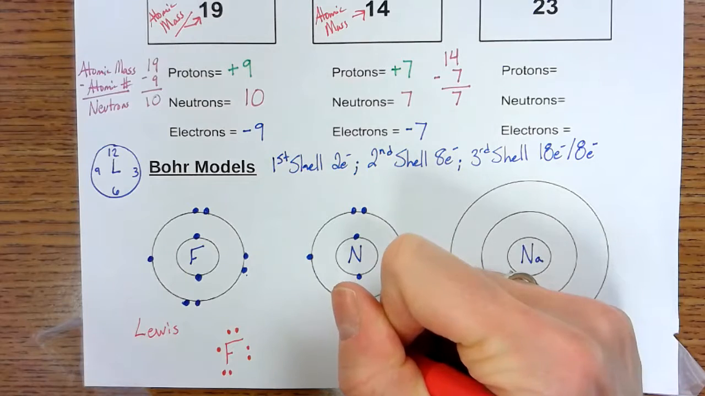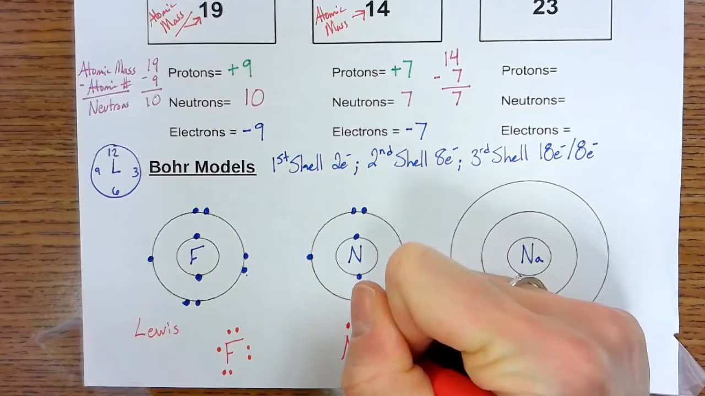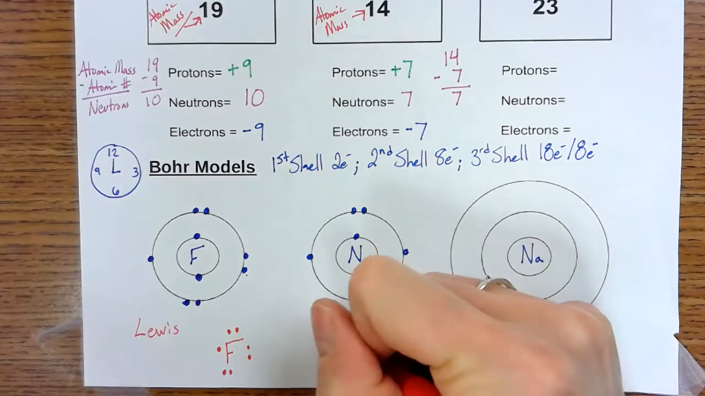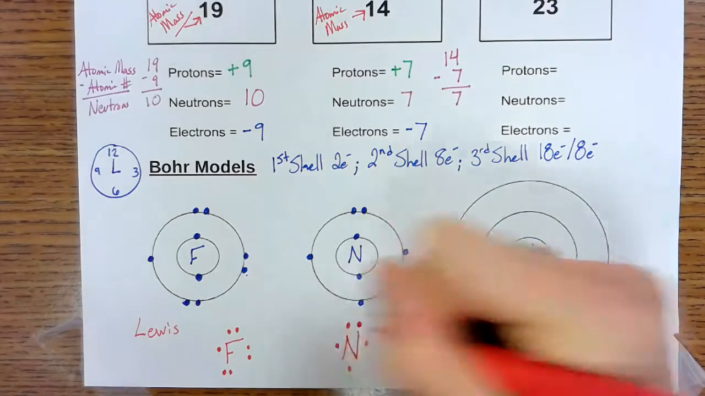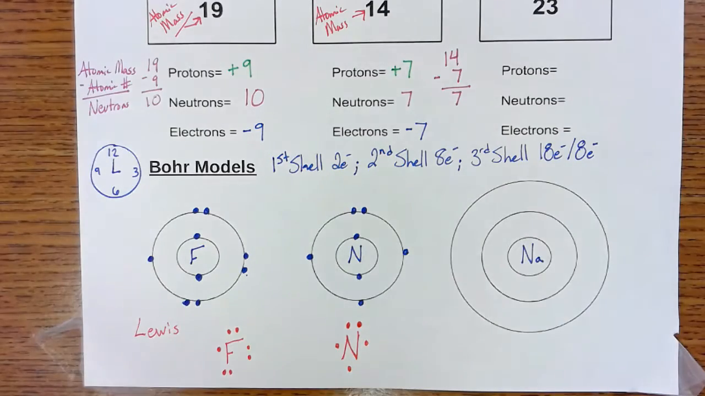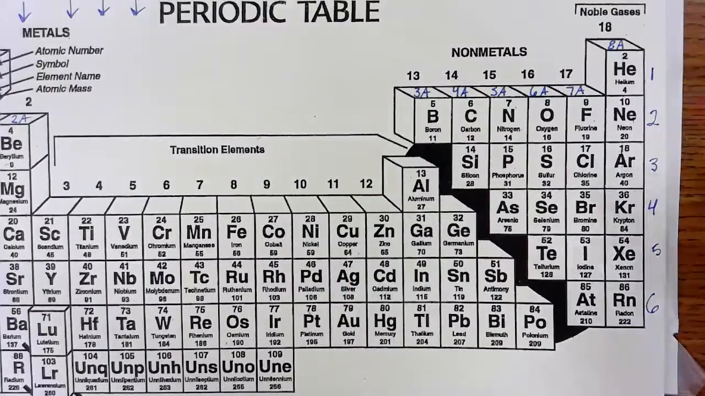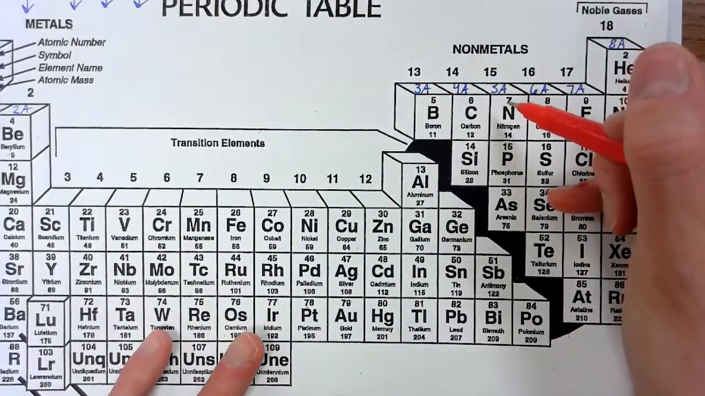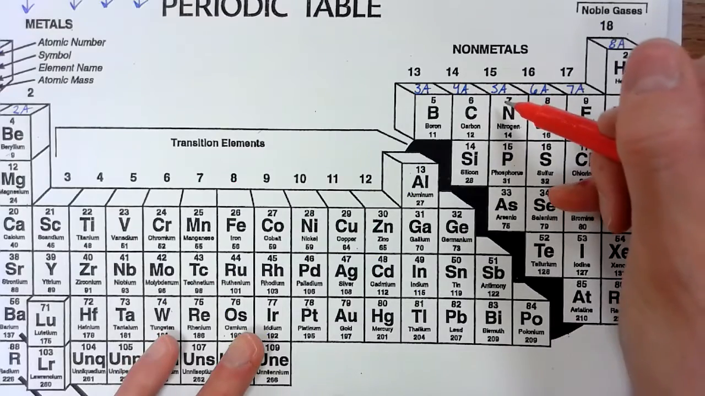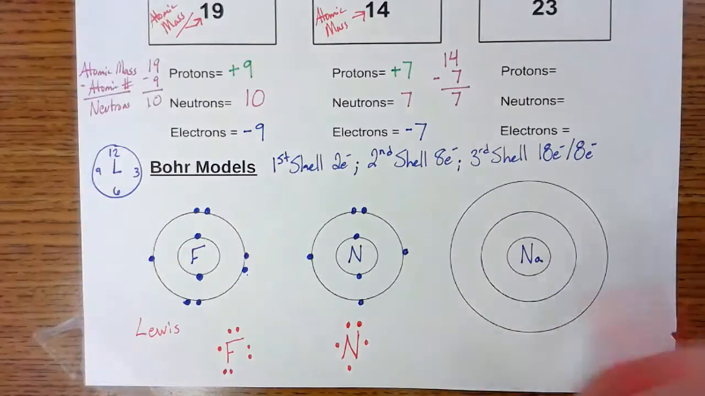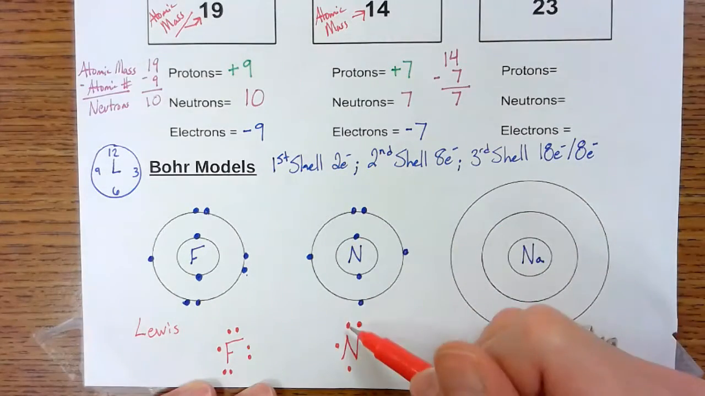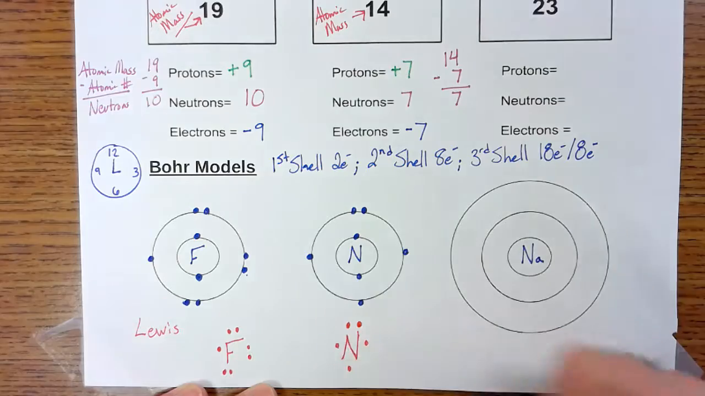So I'm going to put them around my symbol. 1, 2, 3, 4, and I'm going to have to double up on the last one, 5. So if I look at my periodic table, again, it's a cheat sheet. Nitrogen belongs to group 15 or 5A. So that means it has 5 valence electrons, 5 electrons in the outer orbital. And I see that's true. 1, 2, 3, 4, 5.